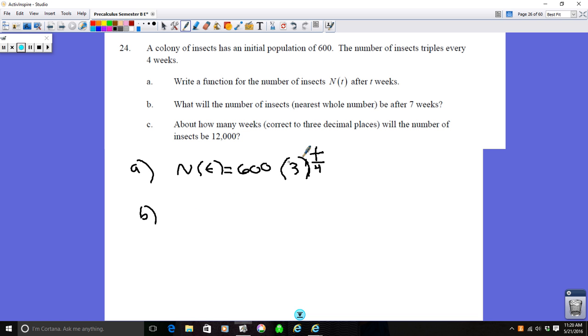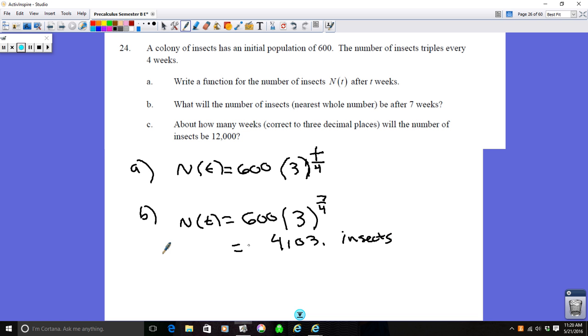So letter B, what will the number of insects be after 7 weeks? So 7 weeks, remember, is like 1 and 3/4 time periods, and that's why, again, we had to divide by 4 there. So this is 600 times 3 to the power of 7 over 4. Now, order of operations tells you to do 3 to the 7/4 power first in the calculator, and then multiply that answer by 600. So that's 4103.4 something, and this said to the nearest whole number, so it's 4103 insects.